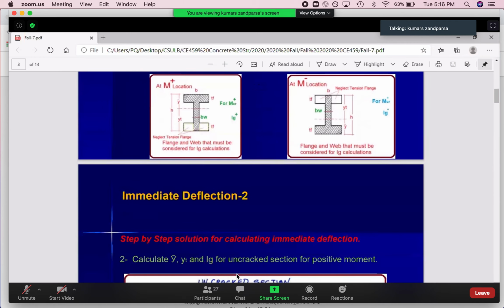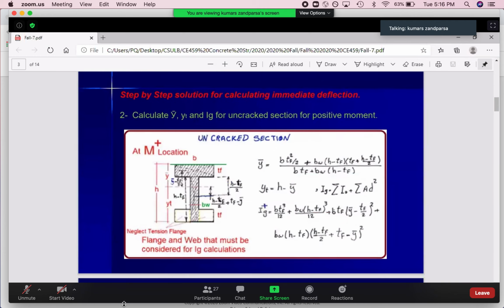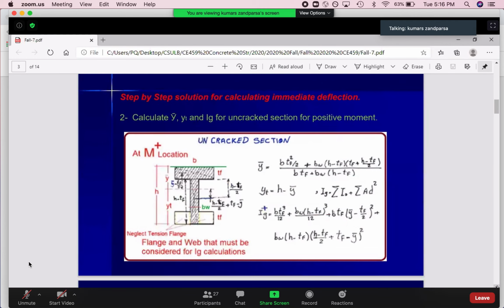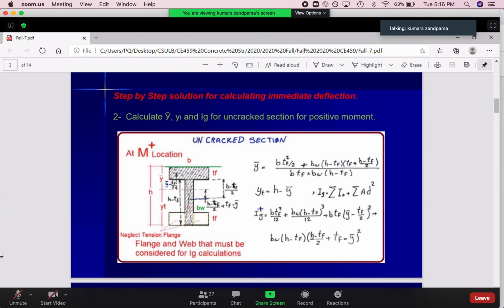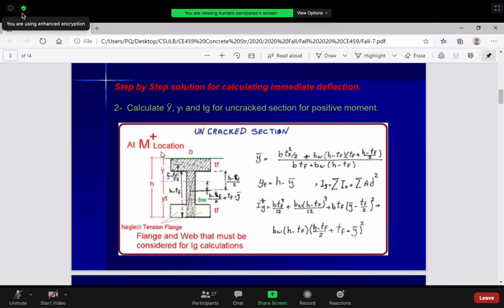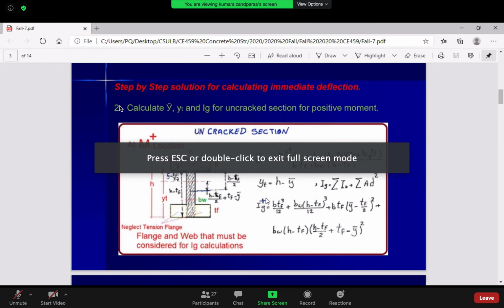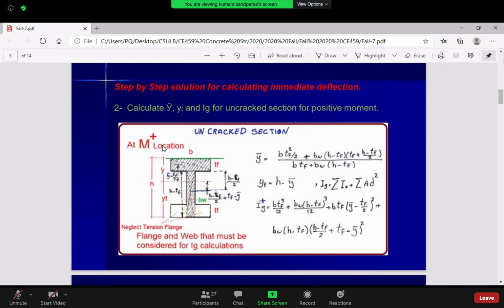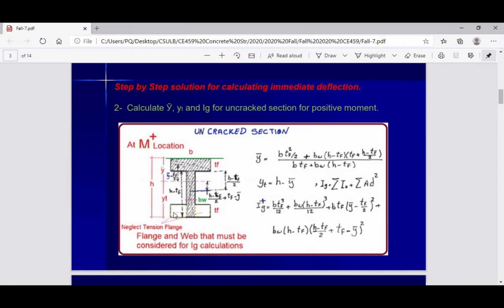I'm going to give you all the information. The first page mentioned that we have to find YT, Y bar, IG. How can we calculate this? If you have a positive moment, I want to find YT, IG, Y bar for M positive. How can I do that? Neglect the flange if there is any in the tension part, so nothing for that section.